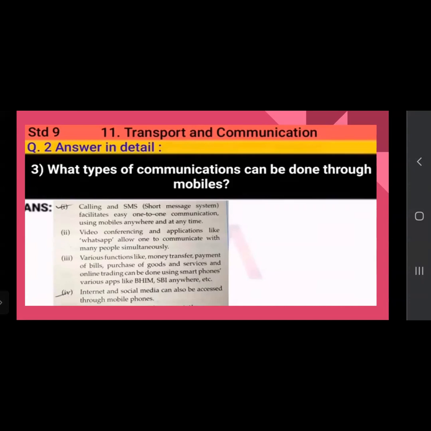We all know various functions like money transfer, payment of bills, purchase of goods and services, and online trading can be done using smartphones and various apps like BHIM, SBI Anywhere, etc. With the help of a mobile having internet, we can do the money transfer. Bills can be paid using different apps. Internet and social media can be accessed through mobile phones. So mobile phones play a very important role for communication.